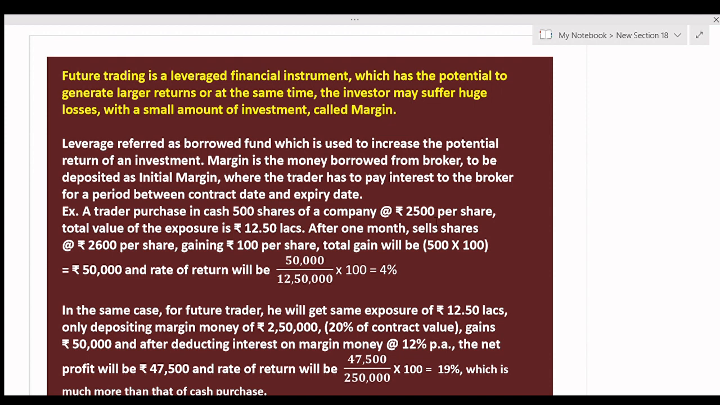Today is the 19th session. Last day I discussed historical volatility. Today I will discuss implied volatility and Greek options.